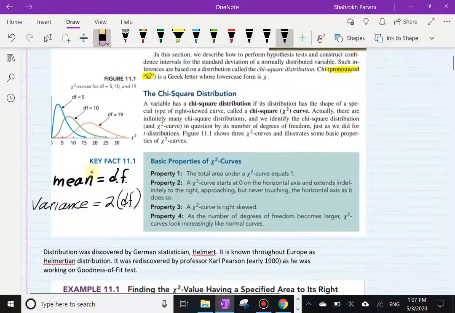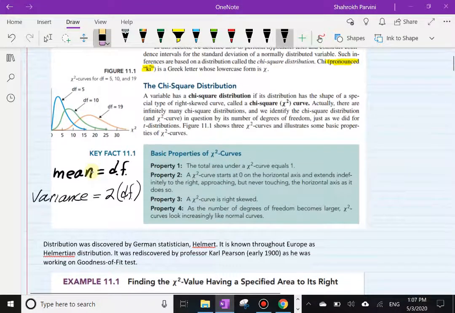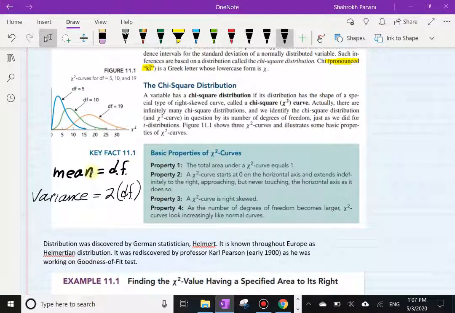Now, being a continuous distribution, again, we're interested in finding the area under the curve. Another interesting fact about the distribution: it was actually discovered by Helmert, the German statistician, and particularly in Germany they know this as a Helmert distribution. But the distribution was rediscovered by Professor Karl Pearson as he was doing work on the chi-square goodness of fit test.